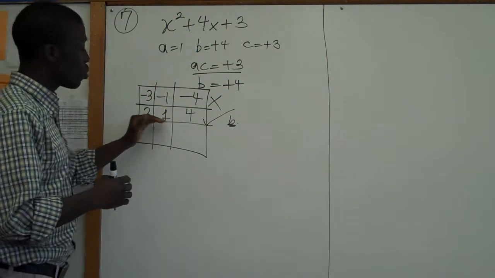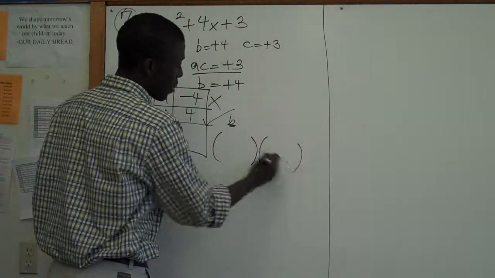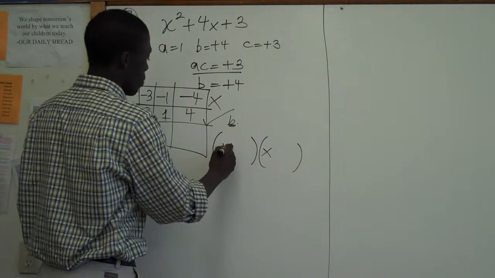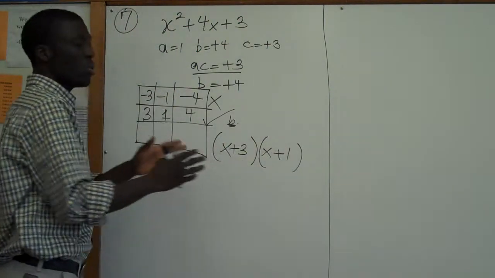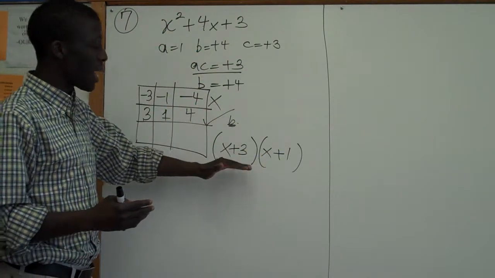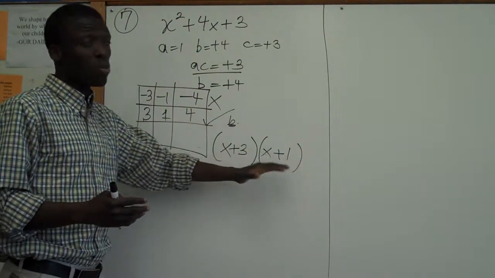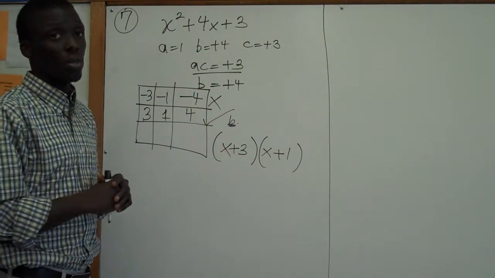And so we take those two numbers, which are 3 and 1, and we put them in the brackets that we have below. So x plus 3 and x plus 1. Those are the two brackets we get when we factorize. If you were to multiply x plus 3 times x plus 1, you would get x squared plus 4x plus 3. That's how we solve number 7.